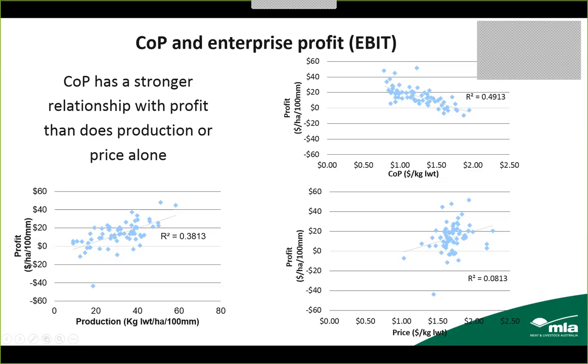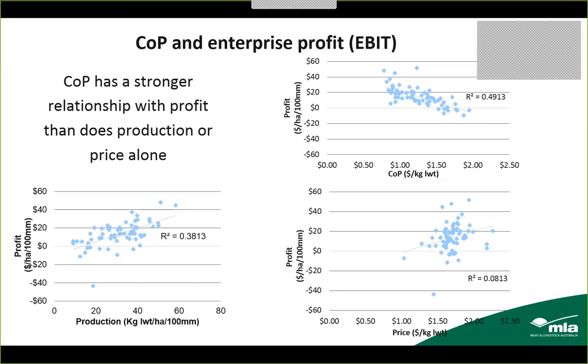The next is the relationship between production and profit. And the R-squareds, incidentally, in each of these just indicate the closer you are to the figure 1, the greater the relationship between each of those axes. So the relationship between production and profit is slightly stronger than that of price and profit, which sort of makes sense. But at any given production level, there's still a range of over $40 per hectare per 100 mils.